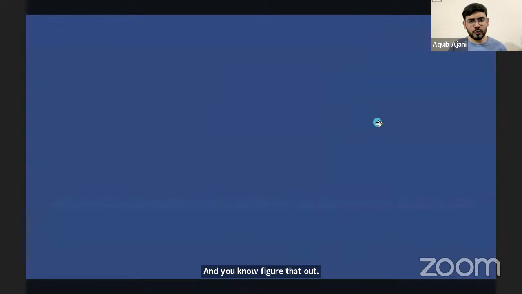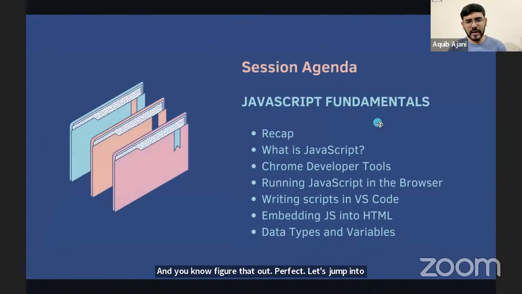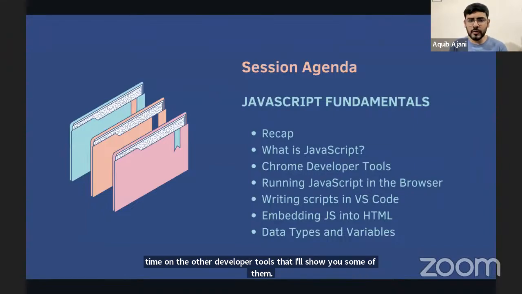Perfect. Let's jump into today's agenda. We'll quickly take a look at what we have seen so far. Then we move into JavaScript, and the rest of the agenda is pretty much just JavaScript. We'll also talk a little bit about the Chrome developer tools in more detail. I remember showing them to you when we were talking about the box model. I showed you where we can see the box model in the console or in Chrome. But today we'll spend a little more time on the other developer tools that Chrome provides. I'll show you some of them and some things that we use most often.